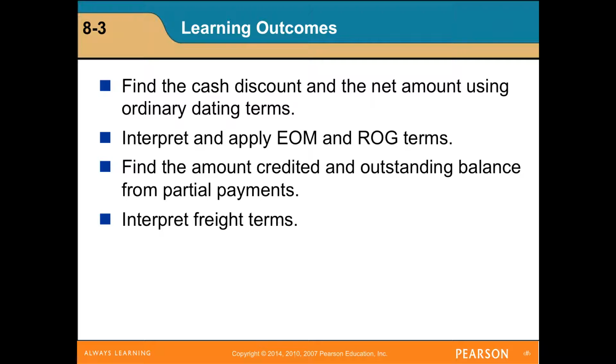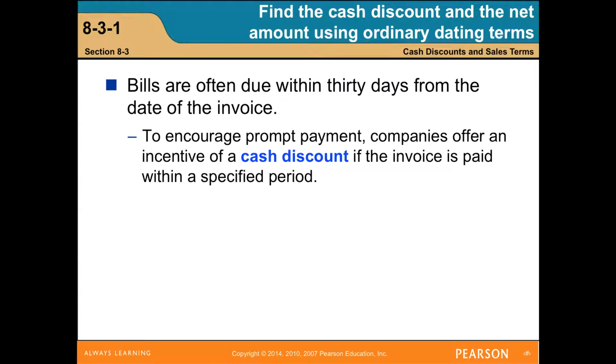Learning outcomes for section 8-3. Find the cash discount and the net amount using ordinary dating terms. Interpret and apply EOM and ROG terms, which we'll get to in a minute. Find the amount credited and outstanding balance from partial payments and interpret freight terms. Find the cash discount and the net amount using ordinary dating terms, and not the type of dating that you do outside of business mathematics.